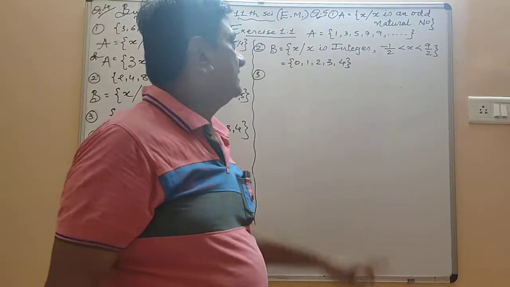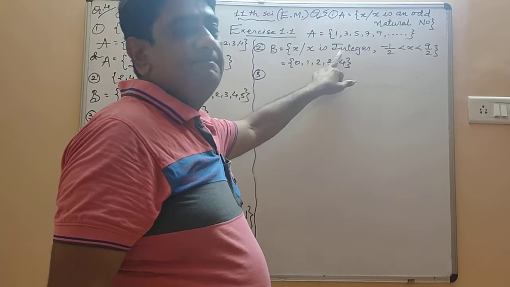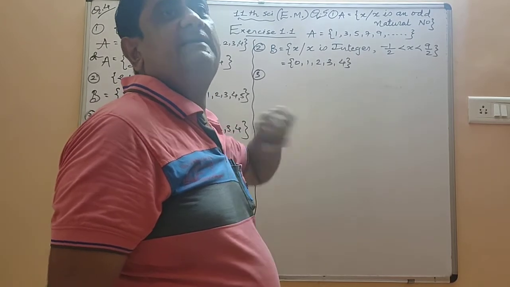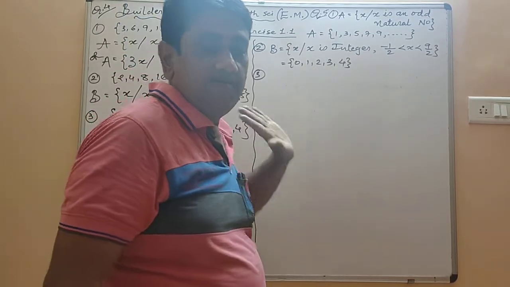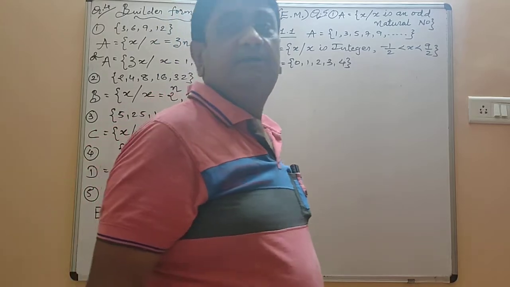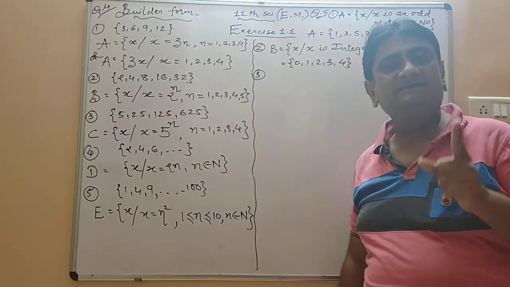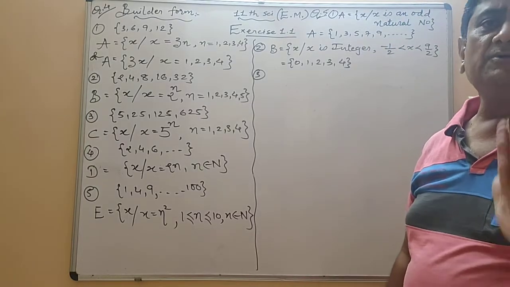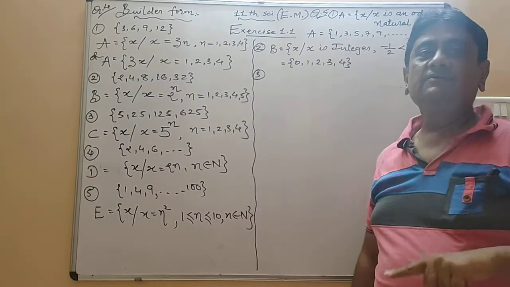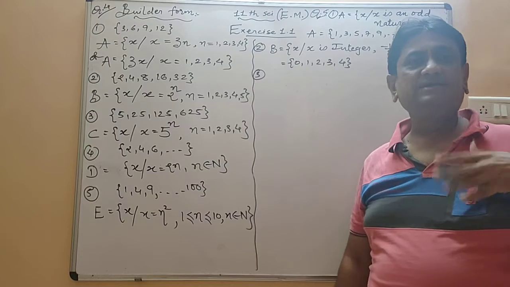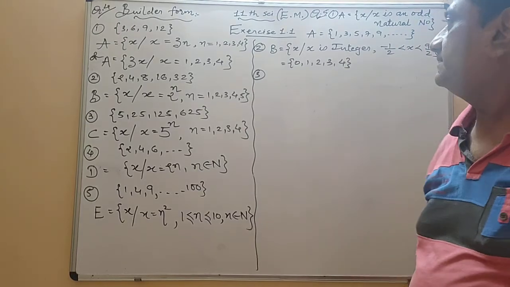But if it is given X is a positive integer, then we can't take 0. Because 0 is a special number. It is not considered as positive or negative. You can't bifurcate 0 as a positive number or 0 as a negative number.